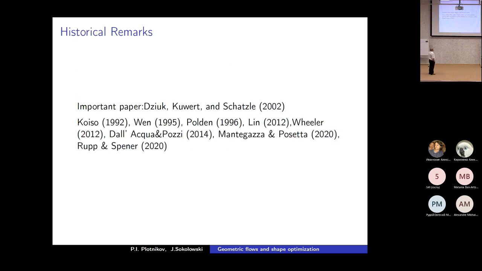Okay. And now I have to make some historical remarks on the gradient flow for the Euler elastica. I picked, more or less randomly, the most important paper from my point of view: the paper by Dziuk, Kuwert, and Schätzle, two German geometers. There is also a two-dimensional version of this problem, where the curve is replaced by a surface. But in this case, only local results are available.